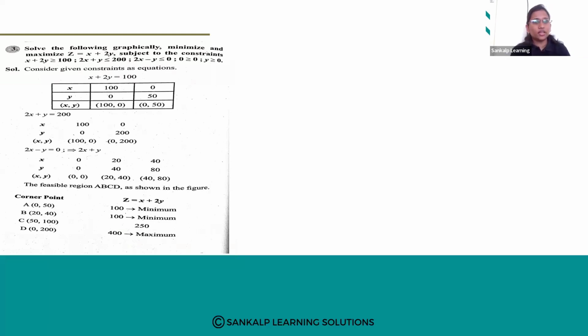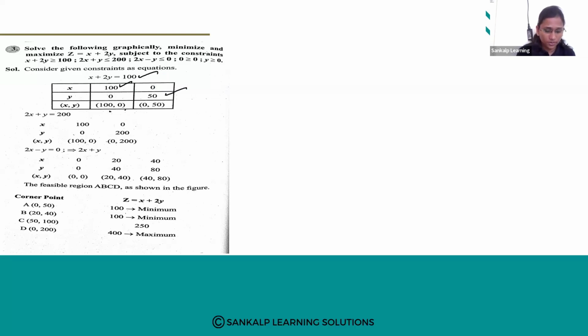Similarly, solve the following graphically: minimize and maximize the objective function x plus 2y subject to the constraints. The first constraint is x plus 2y greater than or equal to 100. Equating it to 100, x is 100 if you put y as 0. If you put x as 0, y becomes 50. So your points are 100, 0 and 0, 50.